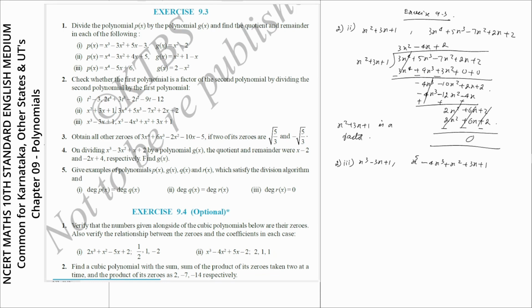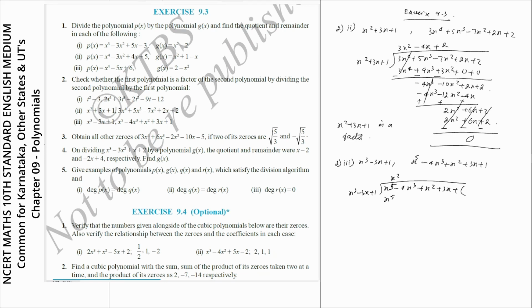Exercise 9.3, question number 2, sub question 3, x cube minus 3x plus 1 and x power of 5 minus 4x power of 3 plus x square plus 3x plus 1. So x power of 5 minus 4x cube plus x square plus 3x plus 1. I should check whether x cube minus 3x plus 1 is a factor of this. So now I'll divide. So to make first term equal, I'll multiply by x square. So x cube into x square is x power of 5.